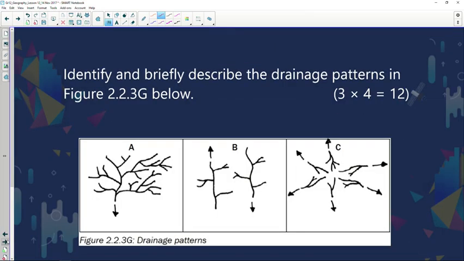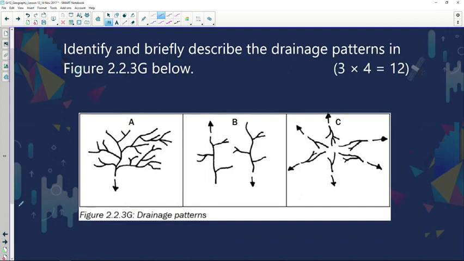Now, our next question: identify and briefly describe the drainage patterns in figure 2.2.3G. Now, it's quite easy to identify them, and we discussed them. Very importantly, not only in your theory paper, but in your map work paper, you need to be able to identify these different drainage patterns. Now, first of all, before we look at the answers, A resembles the branches of a tree. That is dendritic.